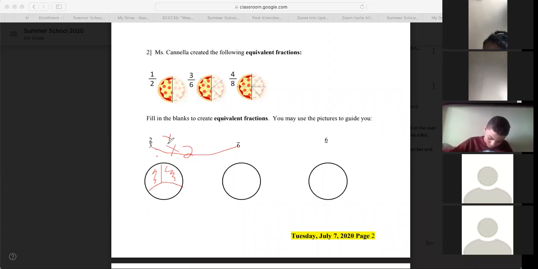Whatever I do to the bottom, I do to the top. So if I multiply 2 on the bottom, I multiply 2 on the top. So 2 times 2 is 4. So let's divide this into 6 now. So this is what it's going to look like.